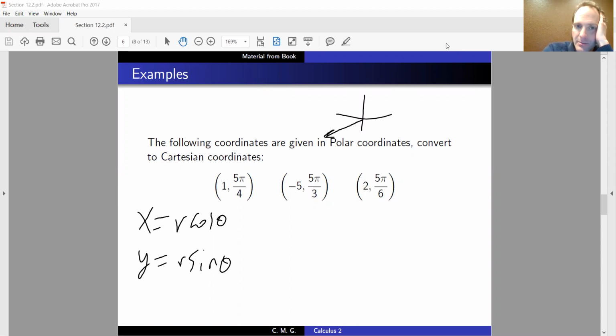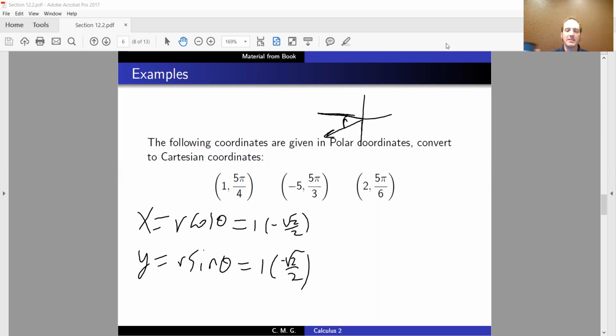5 pi over 4 is just past pi, so it's pi over 4 beyond pi. The reference angle is pi over 4. The tangent is the only thing that's positive; the sine and the cosine are both negative there. The radius is 1, and cosine of 5 pi over 4 is negative cosine pi over 4, which is negative root 2 over 2. And sine is again negative root 2 over 2, because it's in quadrant 3.